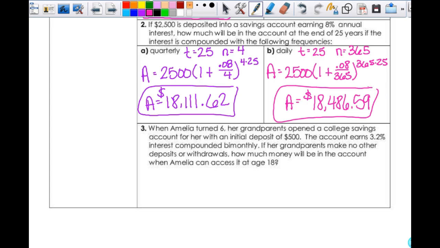Now, just look at these two. This was the same amount of time that we had our money in the bank, the same interest rate. The difference was whether it was compounded daily or quarterly, and that's a considerable amount of difference there, right? Things you want to look into when you're looking for bank accounts and whatnot.